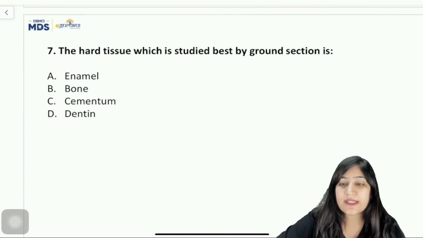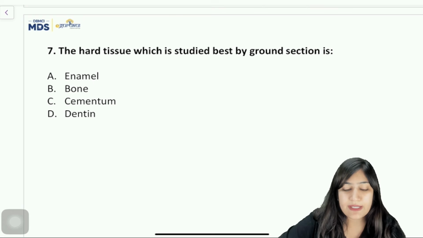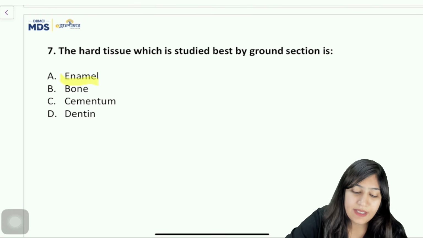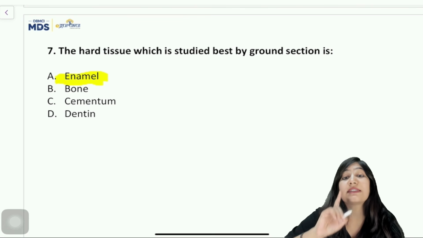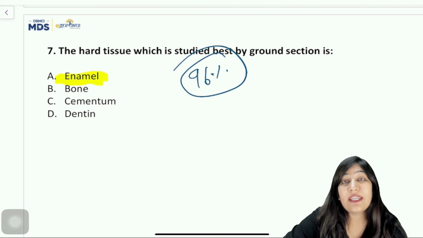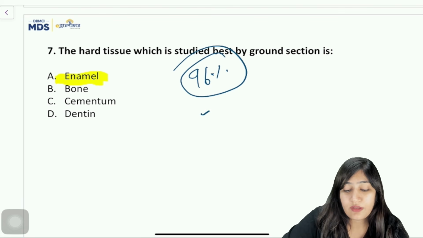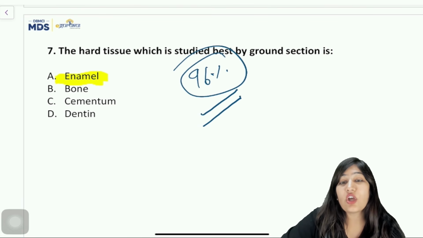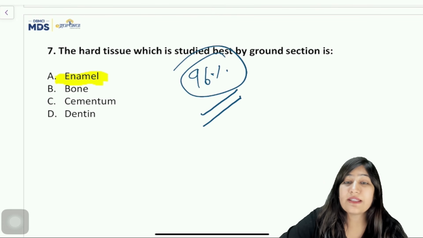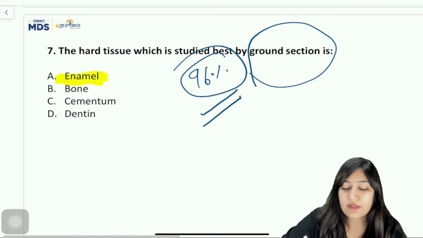Hard tissue which is best studied by ground section: is it enamel, bone, cementum, or dentine? It is mainly enamel. Enamel contains 96% inorganic component. So if it is decalcified, then the 96% inorganic component will be removed, so we won't be able to see it in decalcified section. So enamel is best studied under ground section.